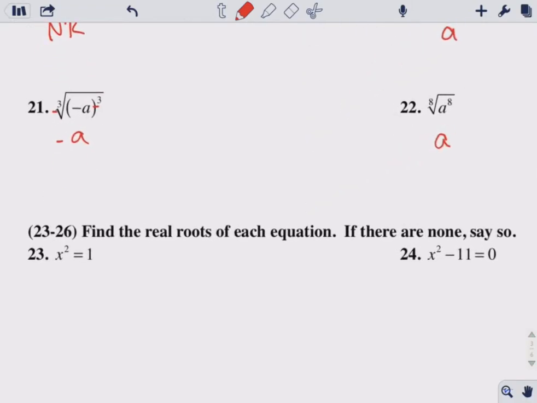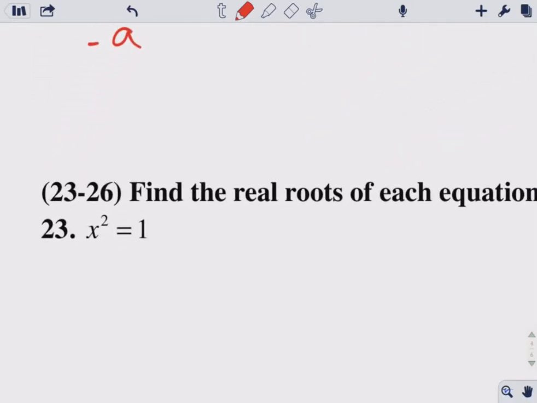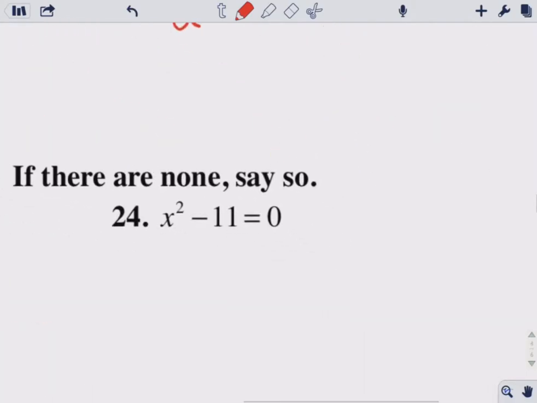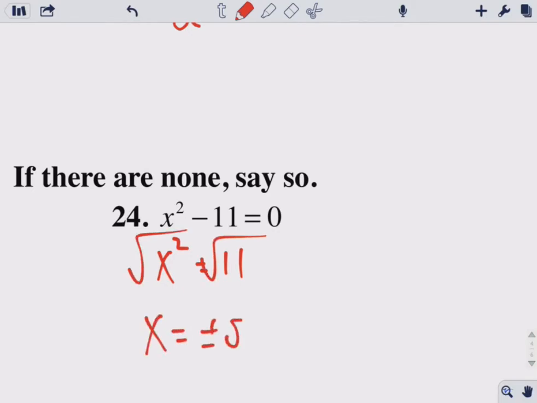Okay, find real roots of equations. If there are none, say so. Take the square root, x is equal to positive or negative square root of 1. Okay, take the 11 over to the other side and take the square root, so x is equal to positive or negative square root of 11.